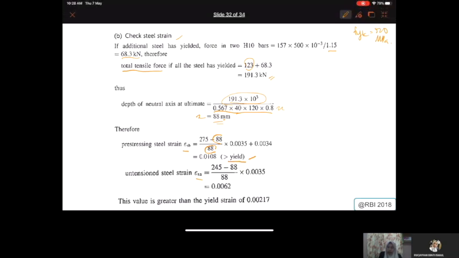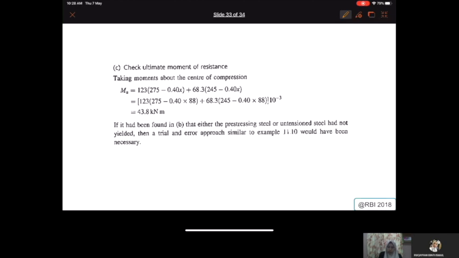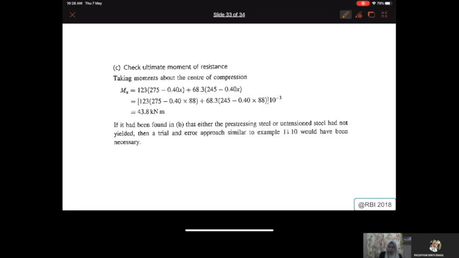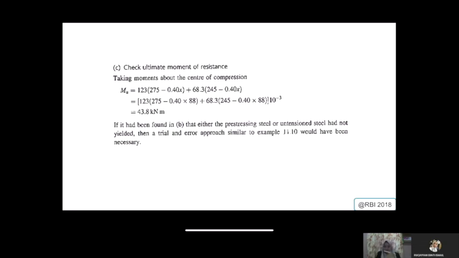So at this point, the strain for the bottom will be more than the yield. And for the upper, 0.0062 is also more than the yield. So this value is greater than the yield strain. All right. So after that you check the ultimate moment resistance. That's what you conclude. Both will be more than the yield strain.